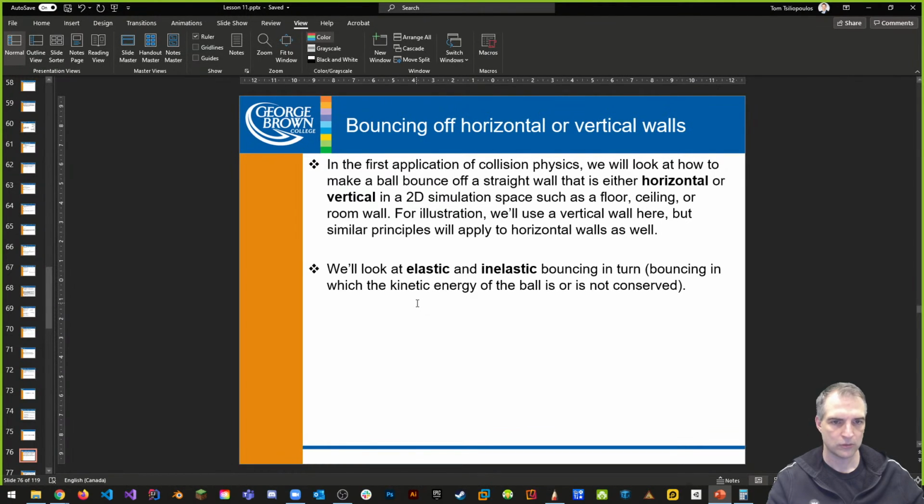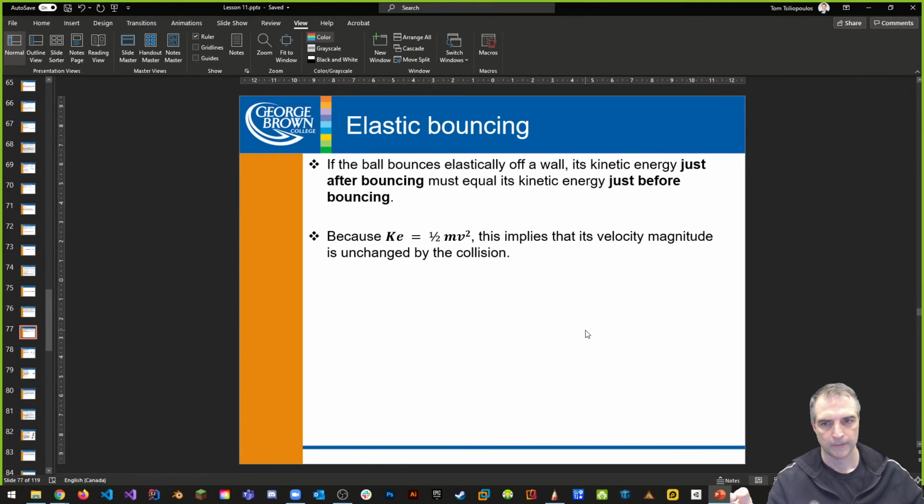We'll look at how to make a ball bounce off a straight wall that is either horizontal or vertical. In a 2D simulation, space is a floor, ceiling, or room wall. For illustration, we're going to use a vertical wall here, but similar principles apply to horizontal walls as well. We'll look at elastic and inelastic bouncing in turn, in which the kinetic energy of the ball is or is not conserved. Again, we know that kinetic energy is 1/2 mv squared, and this applies to the velocity, whose magnitude is changed by the collision. All right?